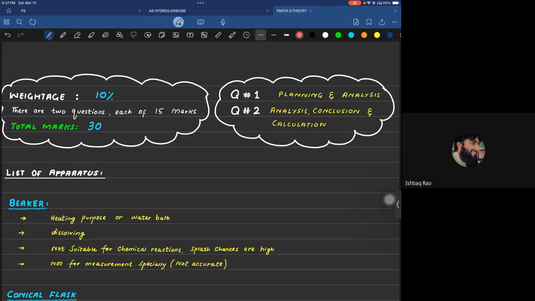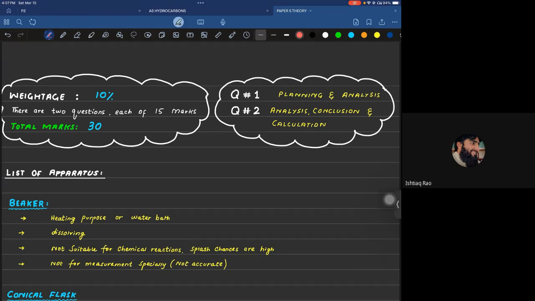So we are going to discuss the important instructions for paper 5, what we are supposed to know before starting paper 5. Basically, paper 5 is the ATP paper. It's alternative to practical. In AS, you did paper 3, that was the lab, but in A2, you're not going to do the same. We are doing paper 5. The weightage for paper 5 is 10%.